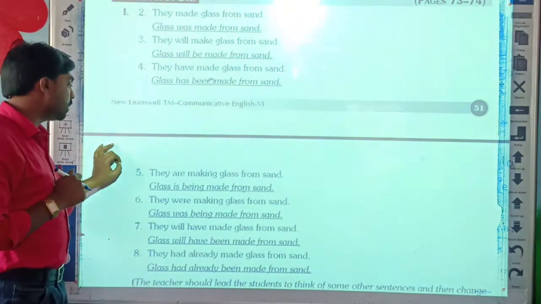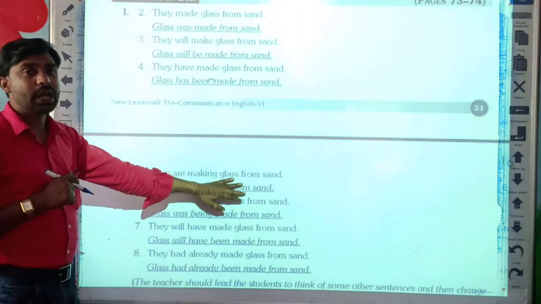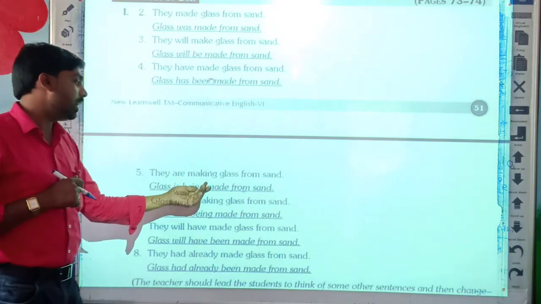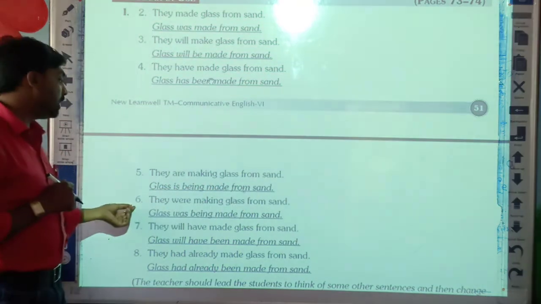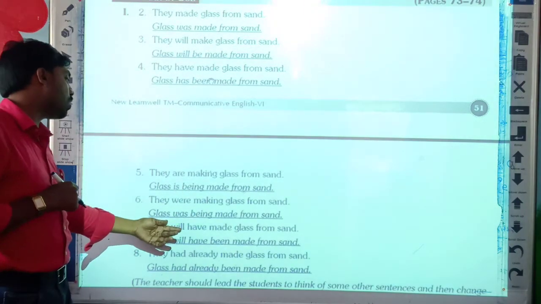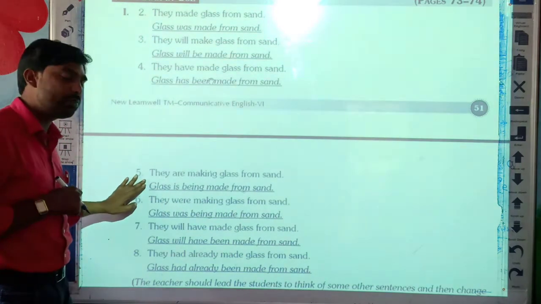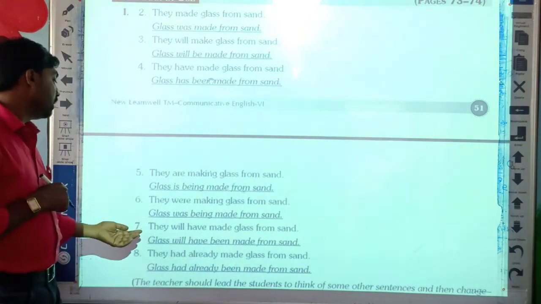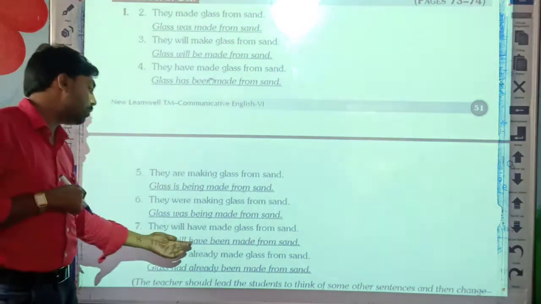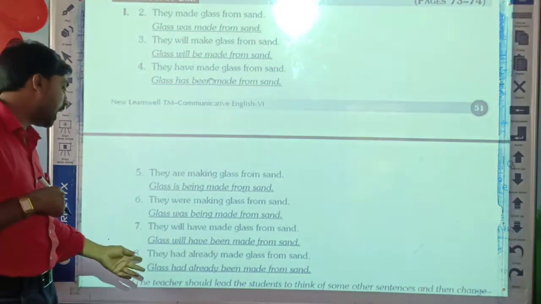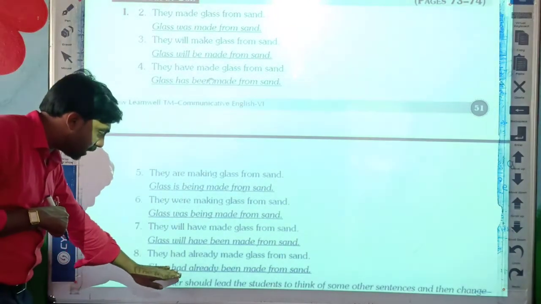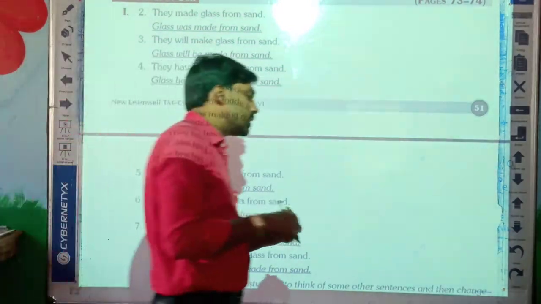Okay, take a screenshot. They are making glass from sand. So what will be the answer? Glass is being made from sand. They were making glass from sand. So glass was being made from sand. That was present tense, this is past tense. In future tense: they will have made glass from sand. Glass will have been made from sand. Next: they had already made glass from sand. Its answer is glass had already been made from sand.